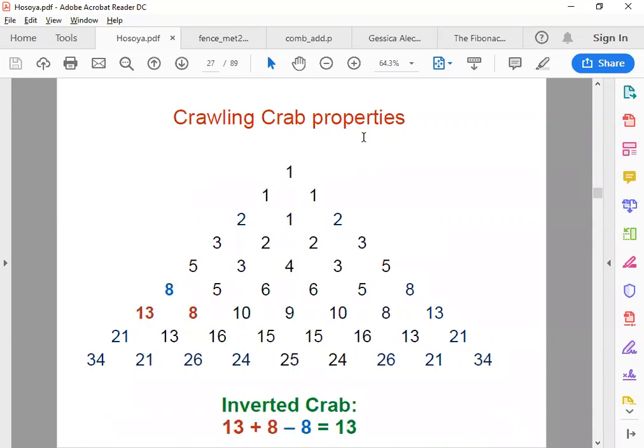All right. The inverted crab property is if instead the crab is crawling forward, now you have an upward arrow. And now if you take 13 plus 8 minus 8, you get 13, which is a Fibonacci number, right? 8 plus 10 minus 5 is 13. 10 plus 9 minus 6 is 13. You gotta love this triangle.